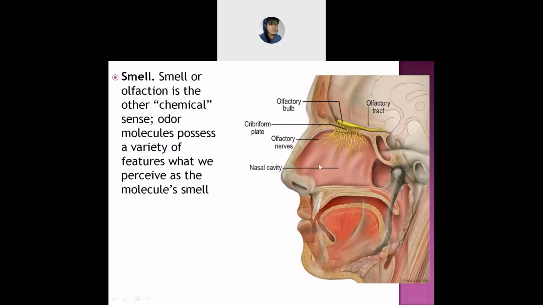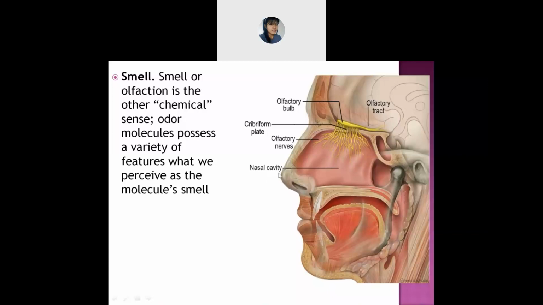Okay, next is the nose. So with the help of the nose, what can you sense? You can smell, exactly. With the help of the nose, you can smell, or else it is known as olfaction.